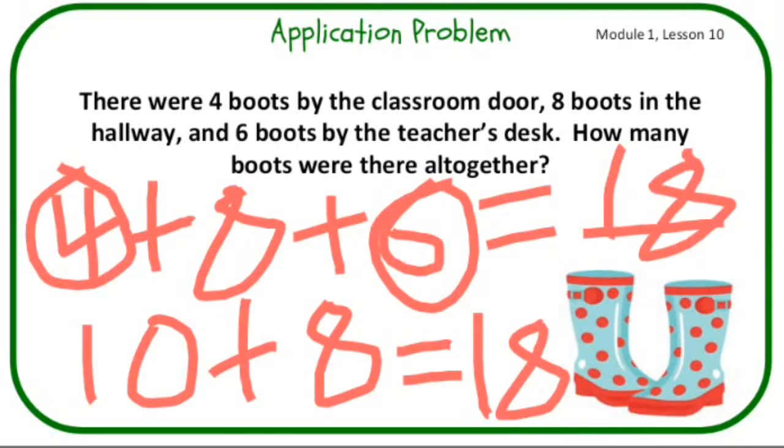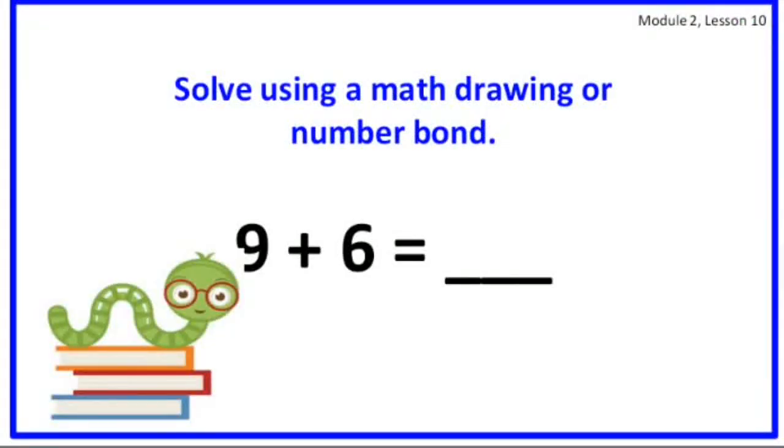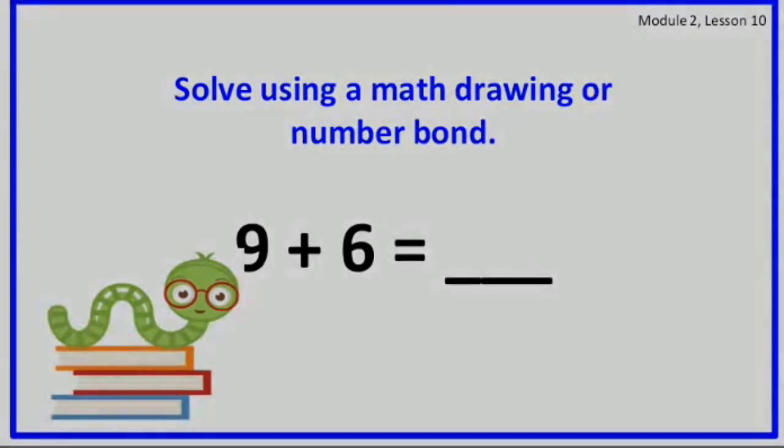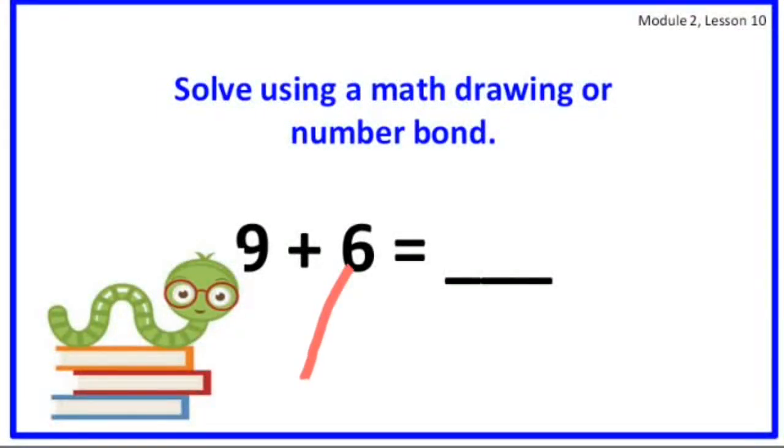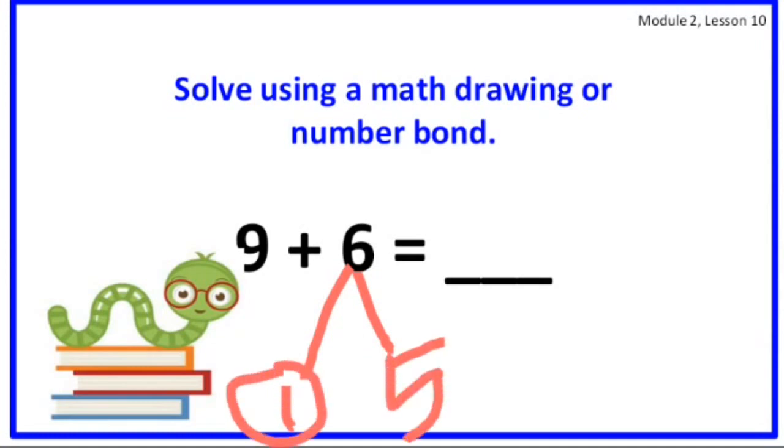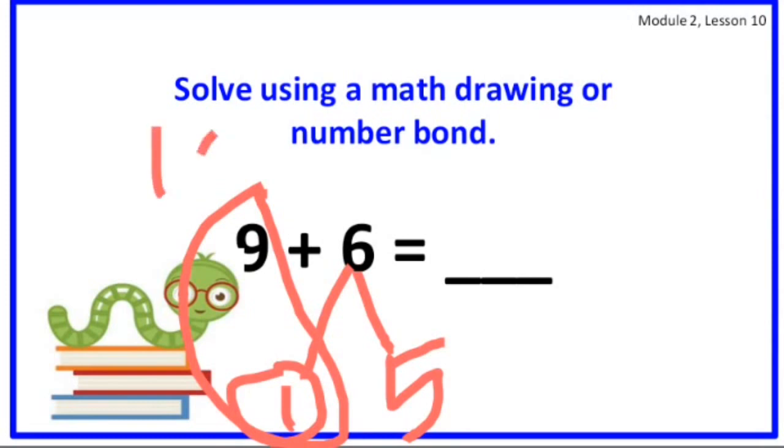Clap for yourself. Was that interesting? Yes, it was. Okay, now it said solve using a math drawing or number bond. Well, let's use number bond. Anyone is okay. You get the same answer. So using our number bond, we are going to make 10. I'll take out 1 because I need 1 to make 10 with 9. And what will be left from the 6? 5, because 1 and 5 make 6. So 9 and 1 make 10. 10 plus what's left? 5.